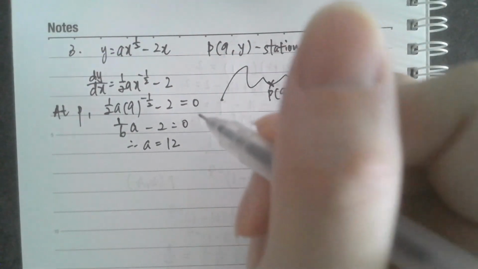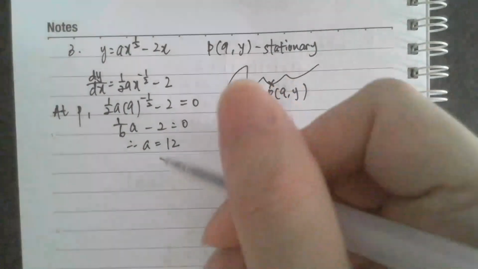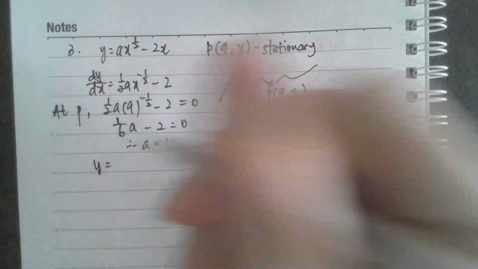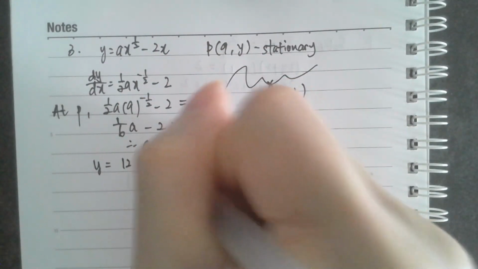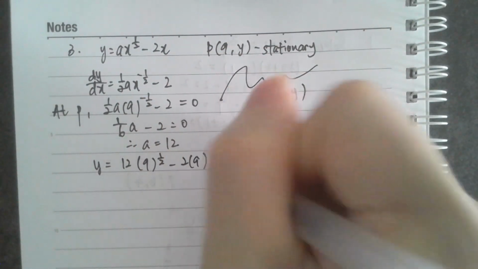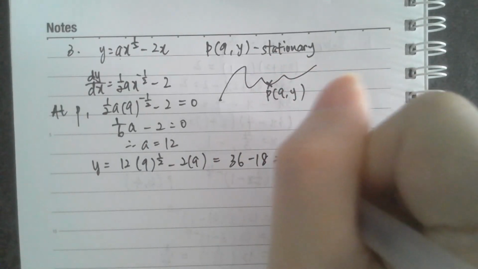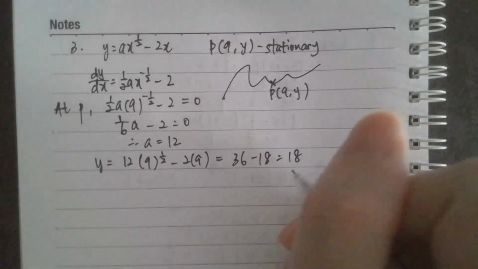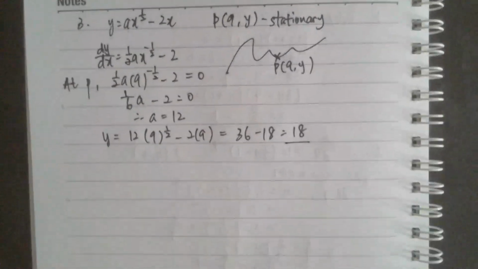Once we have found a, we can solve for y. We place it back into the equation and solve for y. y is just 12 times 9 to the power of half, minus 2 times 9. That gives us 36 minus 18, and that's just 18. So that's the y coordinate of P. Done. Right, moving on, that's question 3.